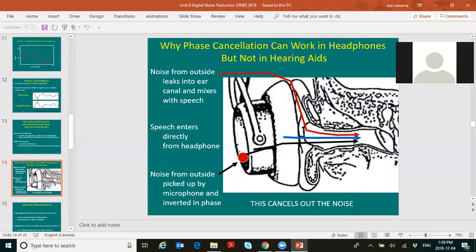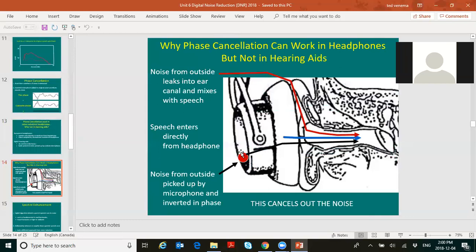So here's the picture. Okay, here's an ugly old headphone. Noise reduction headphones don't look like this, but I just picked an ugly old picture of a circumaural headphone just to deliver the concept here. Okay, look at the top one. Noise from outside is leaking into the ear canal and mixes with the speech, the blue, that's coming straight out of the headphone. The mic is this little red dot sitting on the outside of the headphone. It's picking up the noise too.